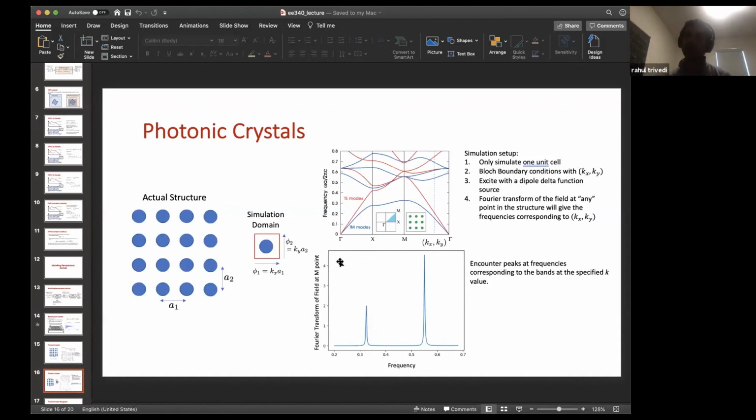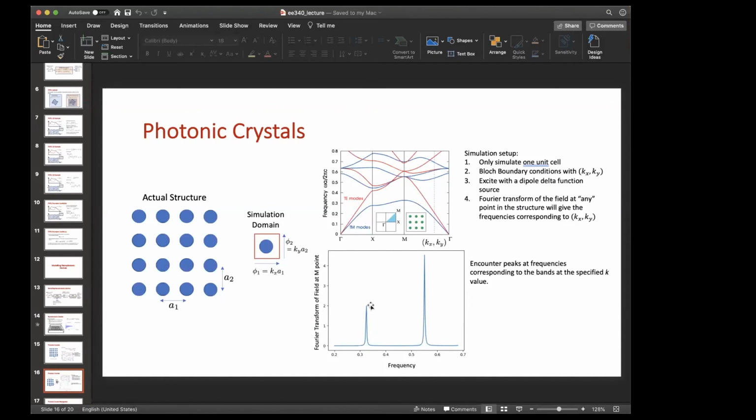So this one simulation allows you to calculate a vertical slice of this band structure plot. And then you can vary these kx and ky to get the entire band structure plot. Okay, does this make sense? Okay, cool.